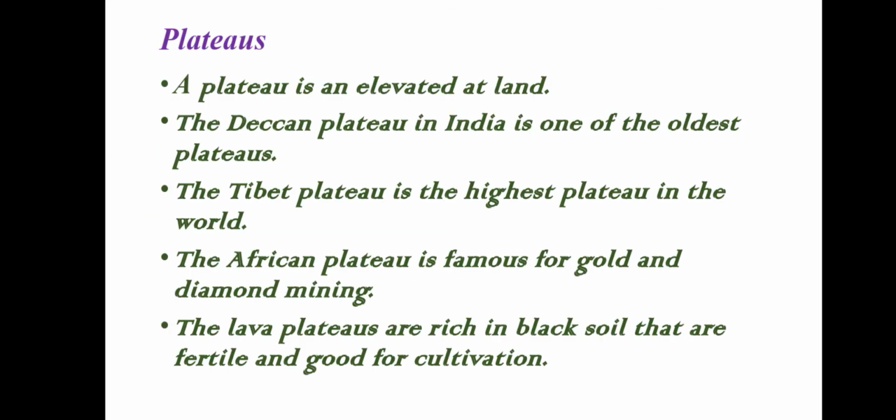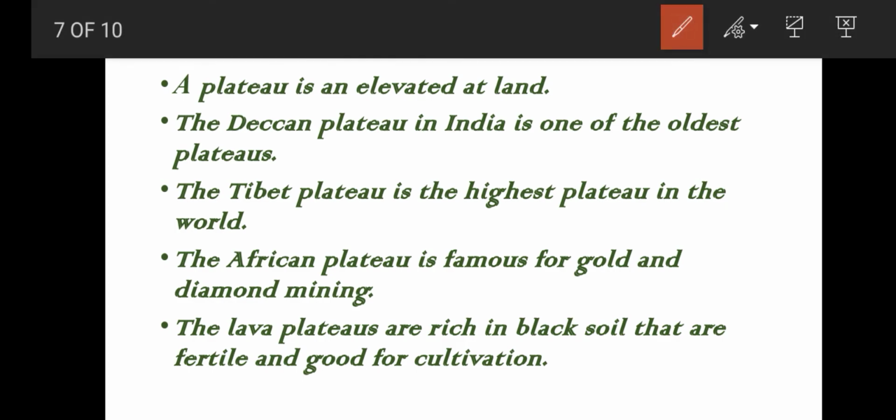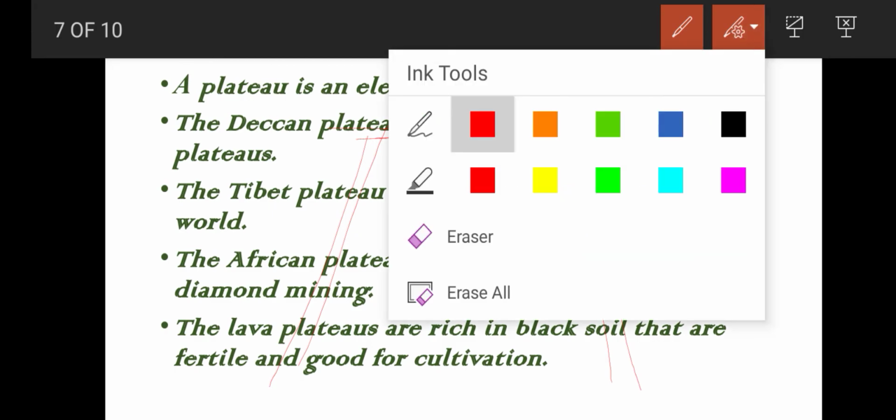The second landform is plateaus. What is meant by a plateau? I already showed you the pictures of plateaus. It is somewhat elevated than plains. Elevated means height, but it is flat. A flat-top tableland or elevated flat land. See, I am going to draw and show you. A flat-top tableland or elevated flat land is called a plateau.